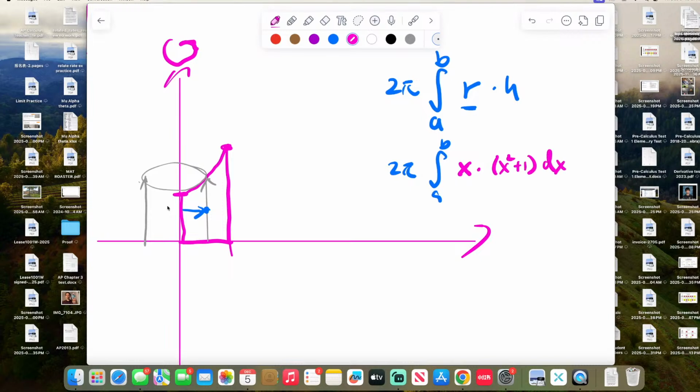Does that make sense? I was looking down. It does. And this is gonna be 0 to 1, right? Yeah. It does.